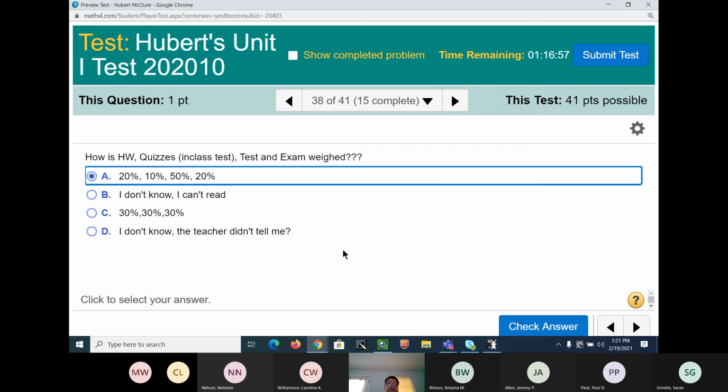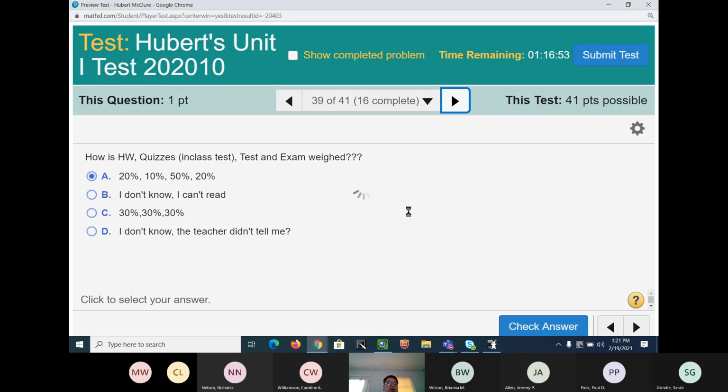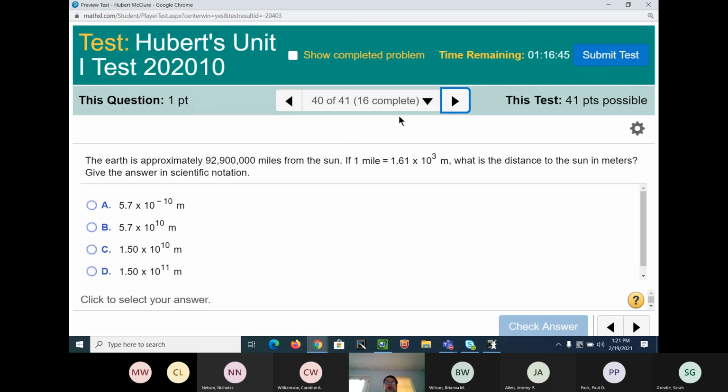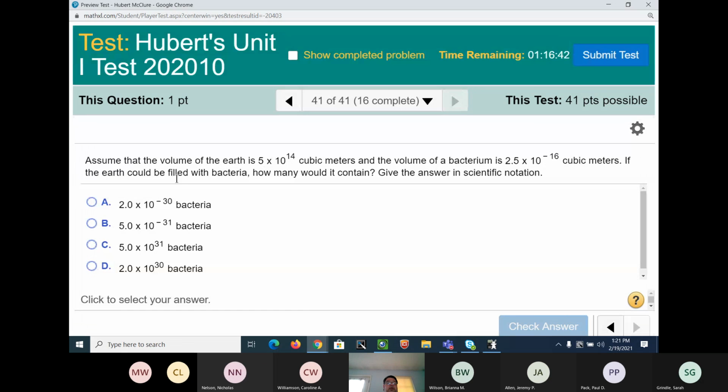Thank you, Miss Wilson. Scientific fractions, get a common denominator. Scientific notation and scientific notation. Did I not tell you that this test would be made of scientific notation and fractions? I told you. All right, that's it.